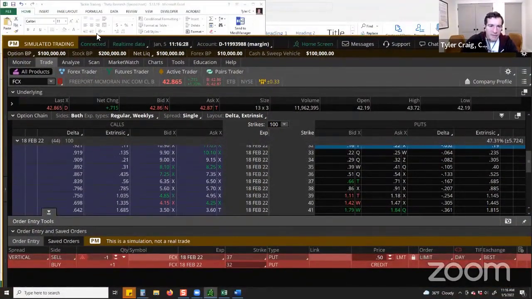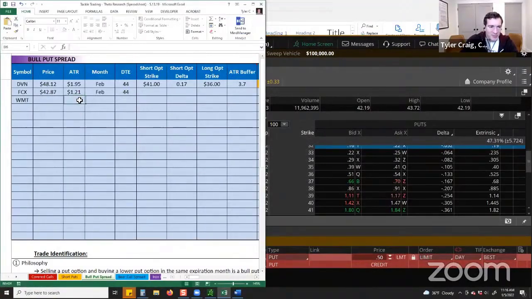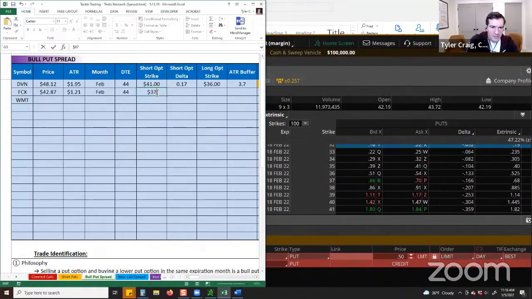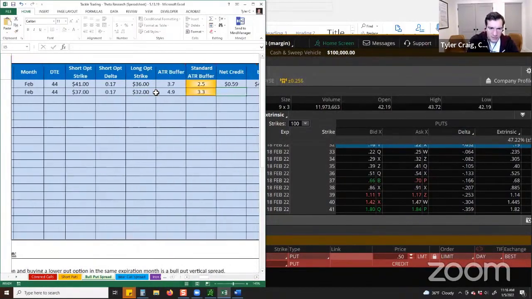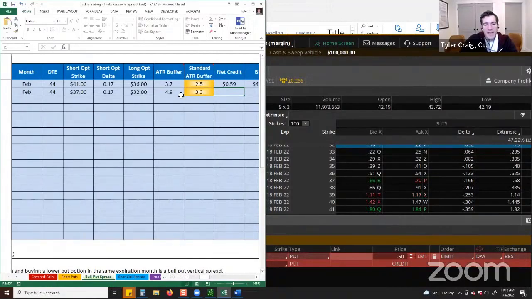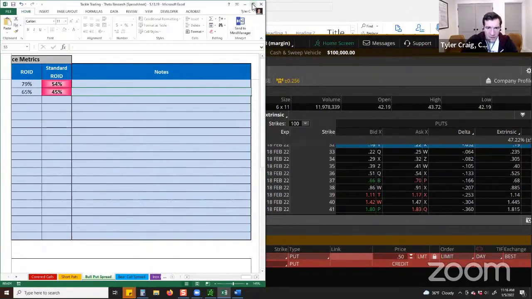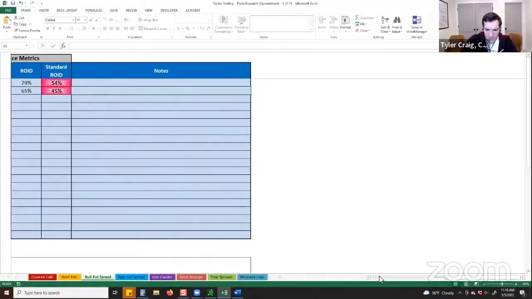Now, the going back and forth can take a little bit of time to finding everything, but you'll get quicker as you go. So 37, 32. So I sold the 37 put, had a 17 delta, bought the 32. Now the ATR buffer on this, I'm almost 5 ATRs away. Almost 5 ATRs away, which is interesting. 50 cents on 450.